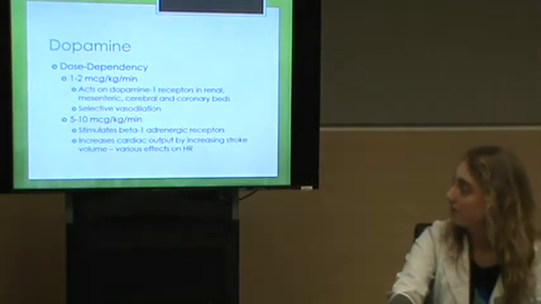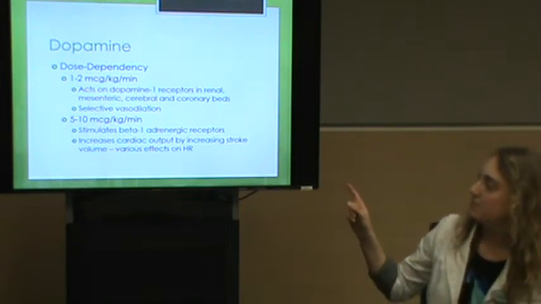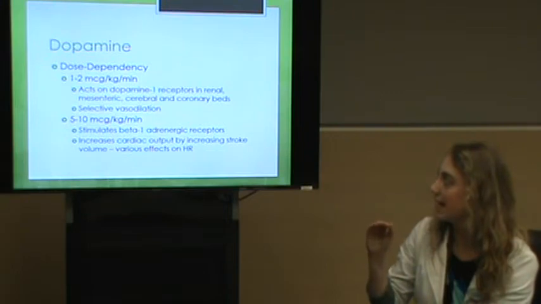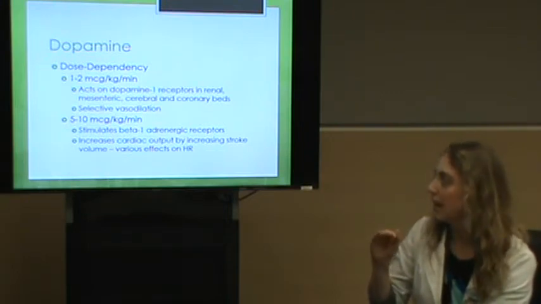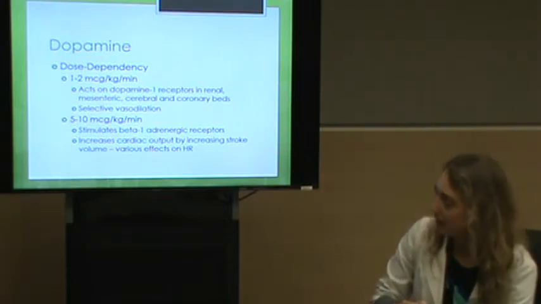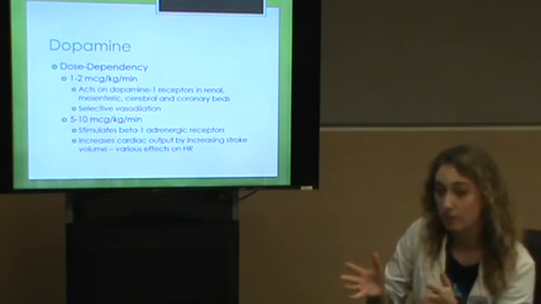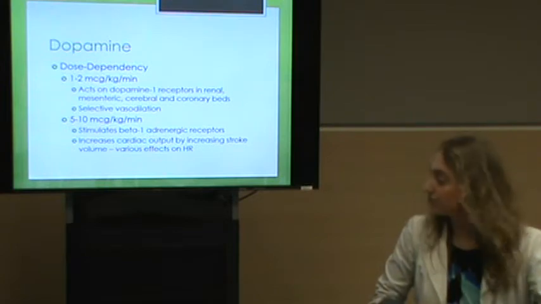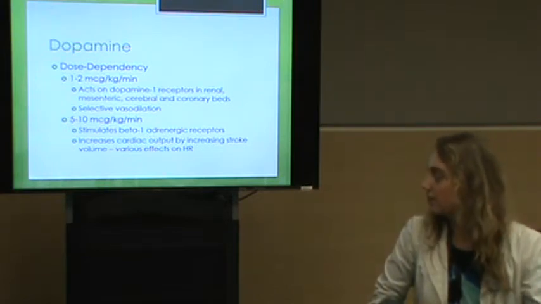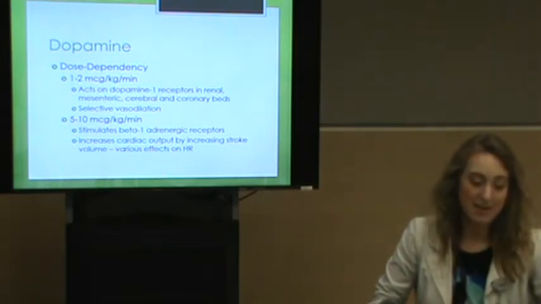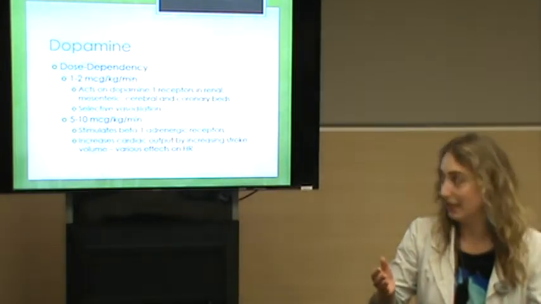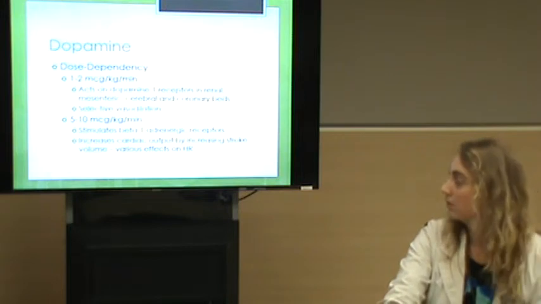In terms of dose dependency, like I had just mentioned, the 1 to 2 mics per kg per minute is going to be where you act at the renal level, and it causes selective vasodilation there. At 5 to 10, or what they consider the moderate dosing range, it ends up stimulating the beta adrenergic receptors, and this increases the cardiac output and can cause various effects on your heart rate. So it's not very predictable in that middle ground.